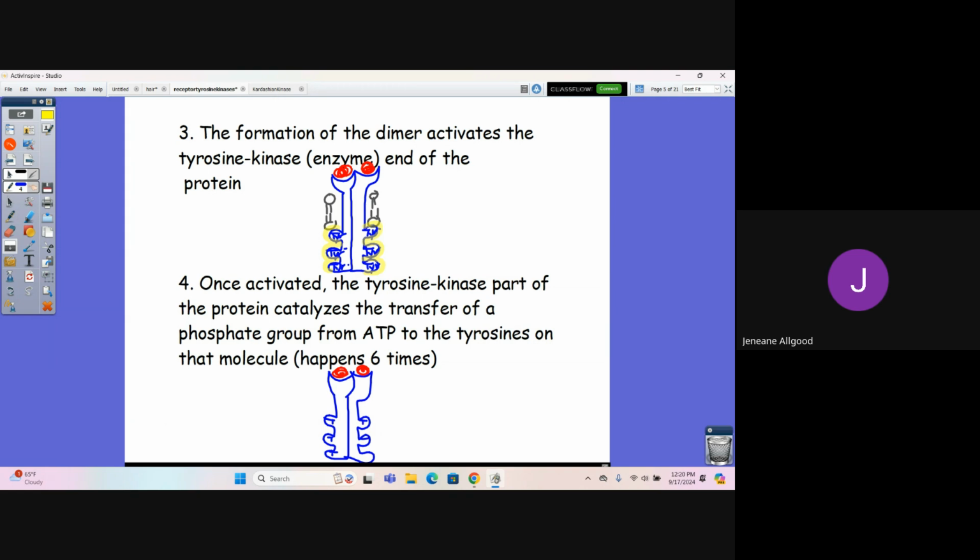I just have to put a T because I had to make the picture smaller. All right. We gotta show that they're active, because this is the tyrosine kinase end.